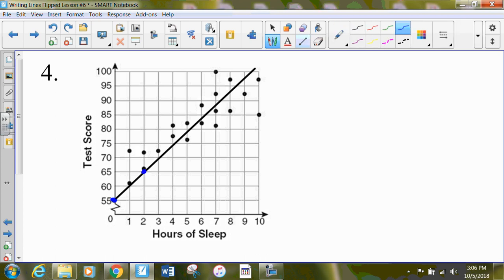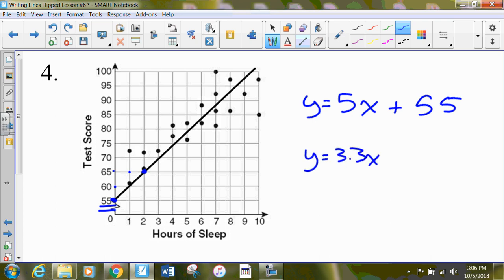I have a corner point here. I would find the slope. Up 5, 10 over 1, 2. So this time my slope would be 5, right? And my y-intercept would be 55. So I just wanted to show you, before we had the line y equals 3.3x plus 65. Either one of these correctly describes the pattern. So both of those are correct.